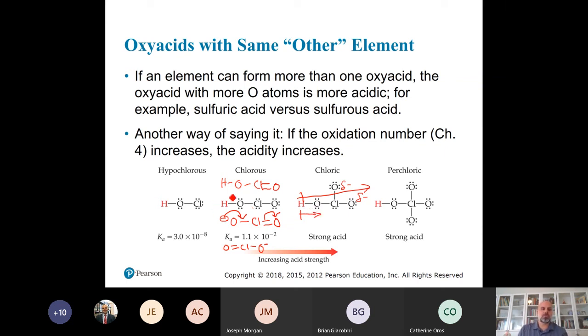So you can see with hypochlorous acid, our Ka is 3.0 times 10 to the minus 8. We get stronger by just simply adding one oxygen atom. We go up to 10 to the minus 2. And then from 10 to the minus 2, as soon as we add 2 additional oxygen atoms, we have an extremely strong acid, and perchloric is even stronger, right? So we have extremely strong acids that are completely dissociated.